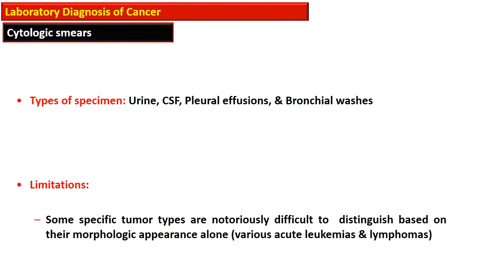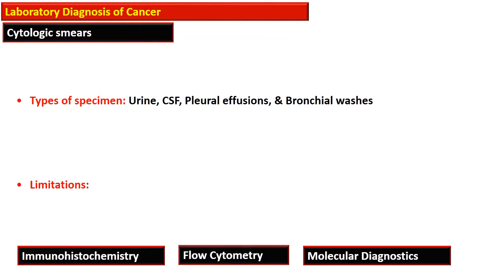Some specific tumor types are difficult to distinguish based on their morphological appearance alone, such as various acute leukemias and lymphomas. These limitations introduced the need for immunohistochemistry, flow cytometry, and molecular diagnostics.